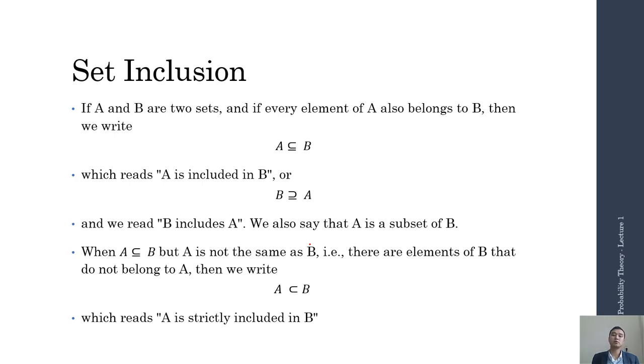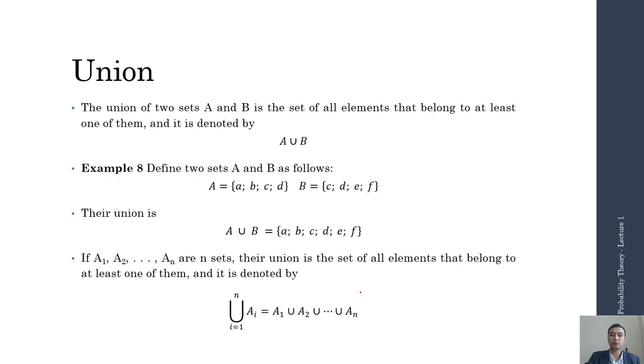If A and B are two sets, and if every element of A belongs to B, then we write A is included in B, or B includes A. When A is included in B, but A is not the same as B, meaning there are elements of B that do not belong to A, then we write A is strictly included in B.